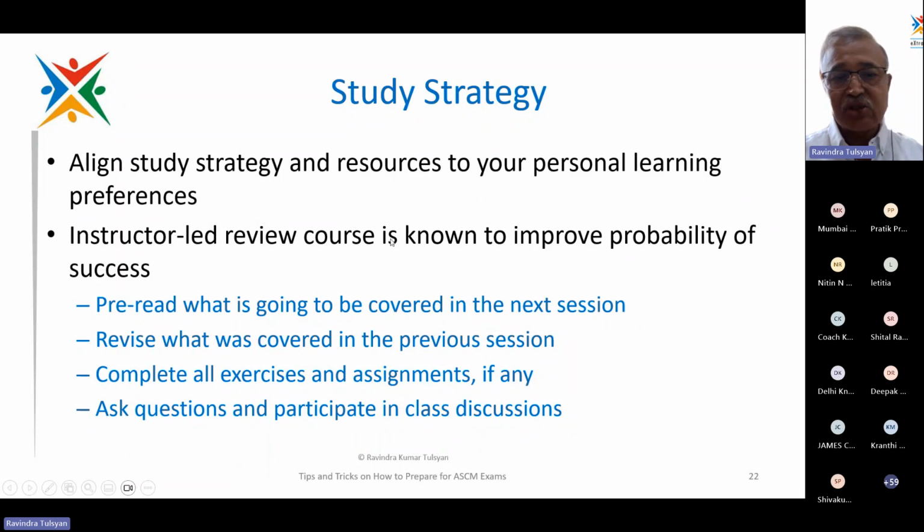Also, one of the advantages is that usually we keep on procrastinating. I'll study tomorrow, I'll study tomorrow, I'll study tomorrow. But when you're attending an instructor-led review course, at least 40 hours of study, you are forced, and there is good quality study. Those 40 hours that you spend on the instructor-led review course are probably equivalent to 80 hours of study. That's my opinion.